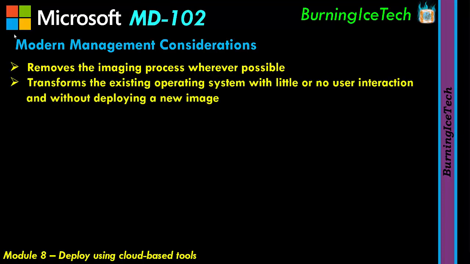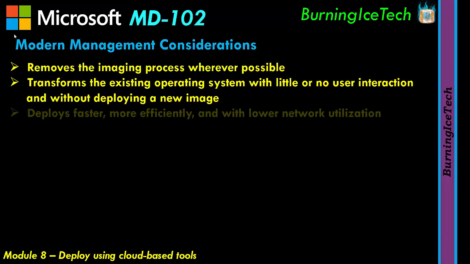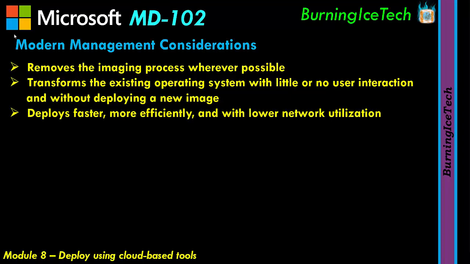It transforms the existing operating system with little or no user interaction and without deploying a new image. Yeah, normally we don't have to go and deploy a new image. That's always a winner in my book. Deploys a heck of a lot faster, more efficiently, and with lower network utilization. Now, if you're going to be doing a large deployment, you generally want to try and keep your network utilization as low as possible.